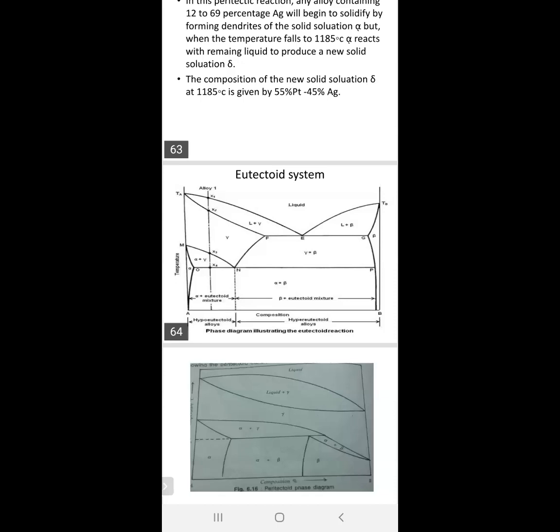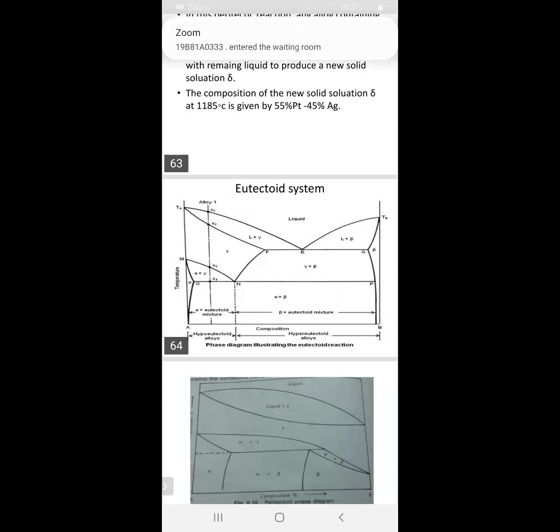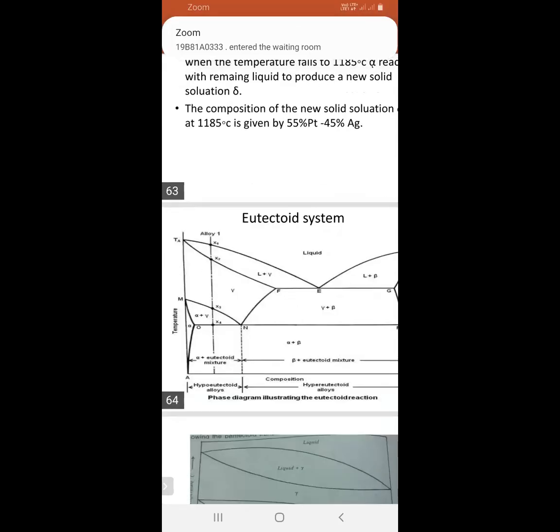Can you tell me where the exact transformation will take place? Tell me, that is, one solid phase gives two solids. Hello? Yugandhar? Yes, sir.